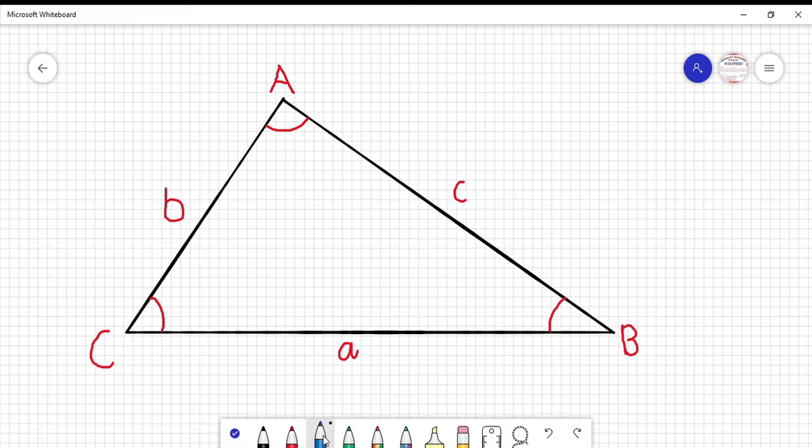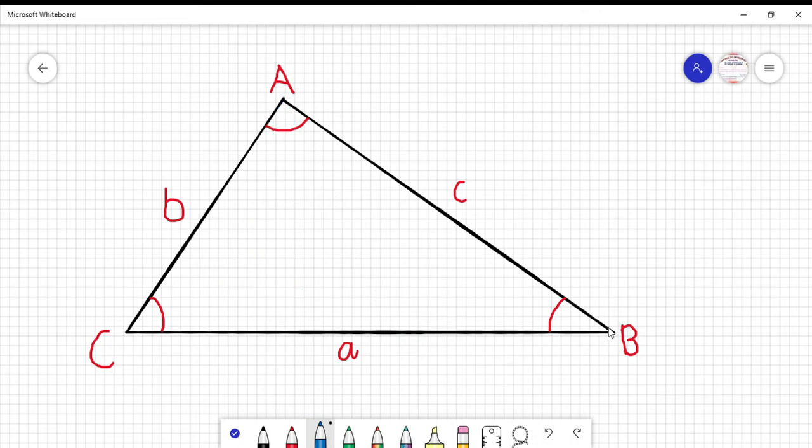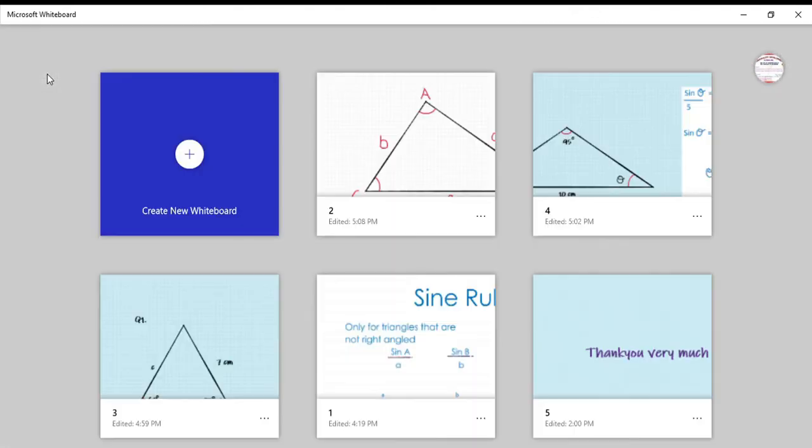If you're having problems identifying the opposite side, just put your pencil near the angle and start drawing straight lines. You can easily identify that they're pointing towards the opposite line, that is, this line. If you do this at least once, you will easily know which one is the opposite side. The same follows for B and C. We can easily learn this by doing more questions with practice. So let us move to the first question.